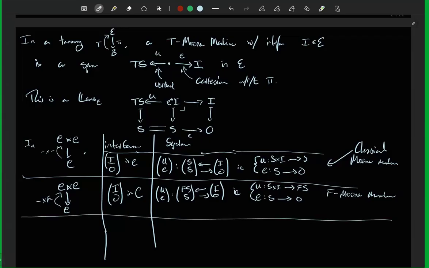And then here, for something like submersions over manifolds, T, our interface is now a submersion, I to O. And then our system here is something like this.